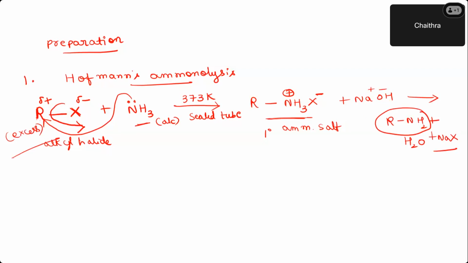Now, in a simpler manner, I will show you how to write the reaction. Take RX. You should always take alkyl halide only. Can you take aryl halide for this reaction, guys? Think and answer me. Here I have written alkyl halide, right? Instead of this, if I take aryl halide, will the reaction happen? Aryl halide means this one, a benzene ring directly attached to halogen. Can I take this as the starting material for Hoffmann's ammonolysis? Yes or no?